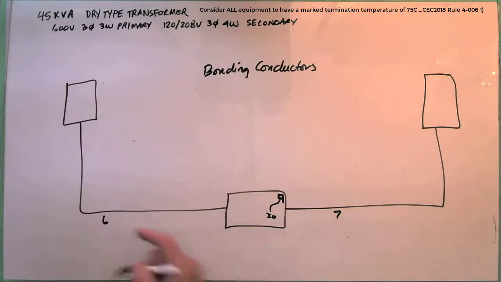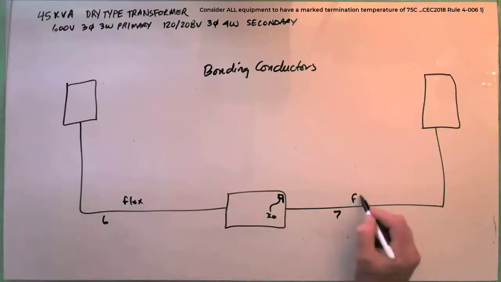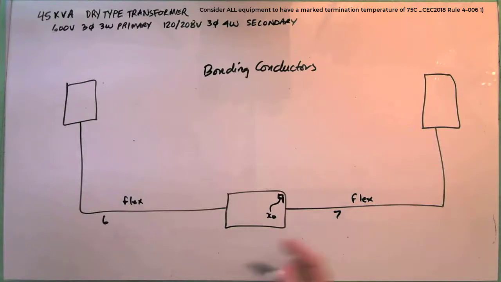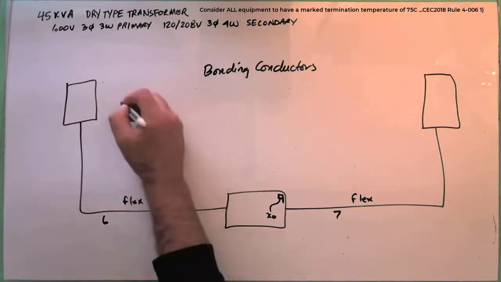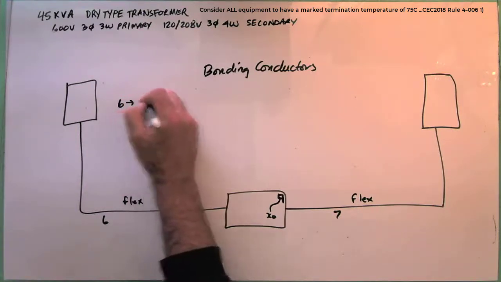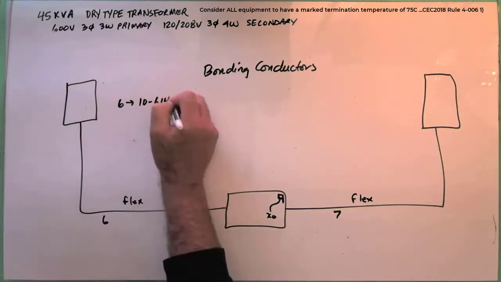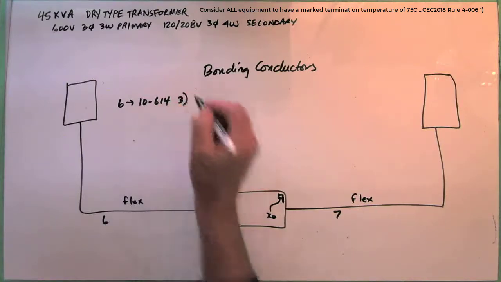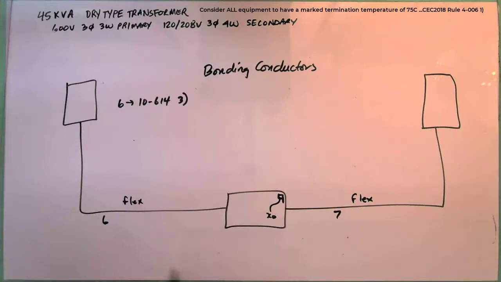I don't know how they decided equal potentiality, and I'm like, okay. So if this was flex, and this was flex, because sometimes people use flex, we want to size the bonding conductors here. So for number 6, I've got a rule 10, 6, 14, 3, 3. I don't remember if it's 3A. That's why I kind of just stopped there. Let me see. I'll go to my rule here. 3A. Okay.